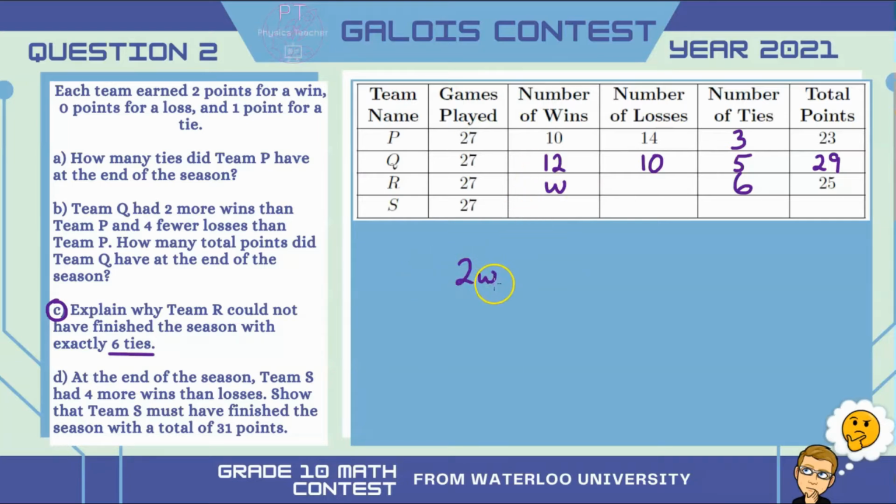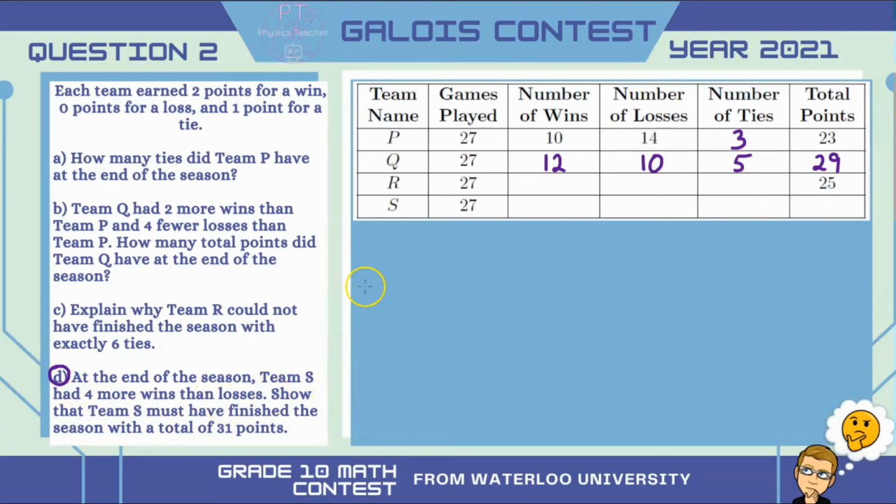2 times any integer is going to give you an even integer. And then when you add 6 times 1, you get 1 point for a tie. Well, this is an even integer, and you're adding another even integer, you're going to get an even integer. But our total number of points is an odd number, so there's no way that they could have finished with 6 ties.